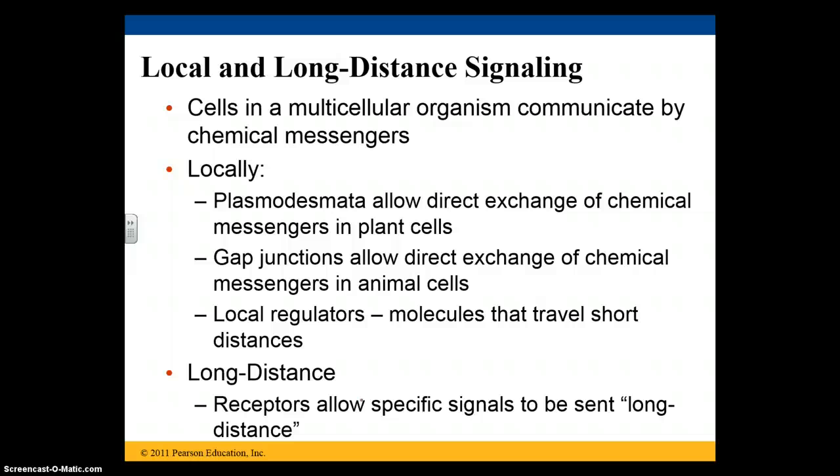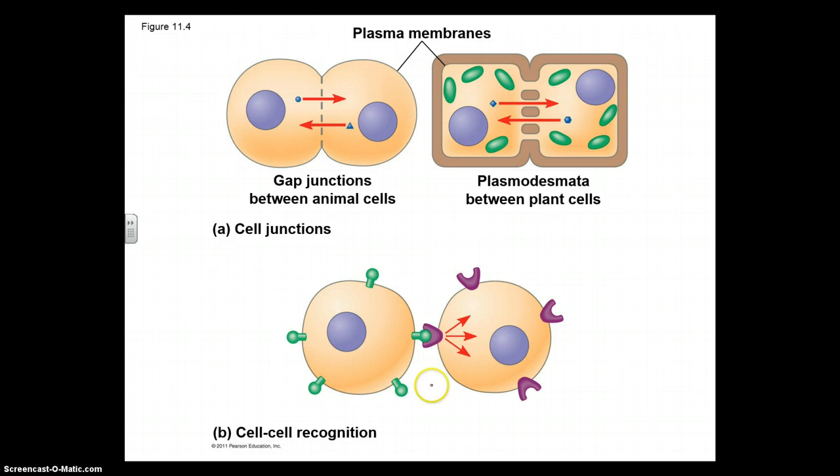Then there are long-distance signaling mechanisms that have receptors on the surface of the cell, and those allow signals that fit specifically with the receptor to be sent long distance throughout an organism. So this right here is showing you the gap junctions. You can see the spaces here between the cell membranes as these two cells push against each other, so molecules can be exchanged directly. And the same thing with plasmodesmata. The plasmodesmata are holes in the cell wall.